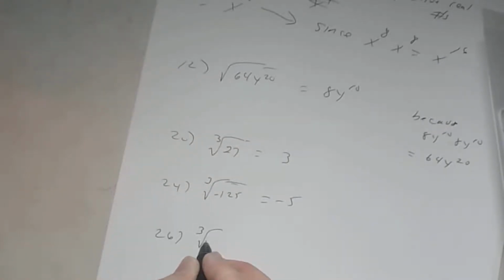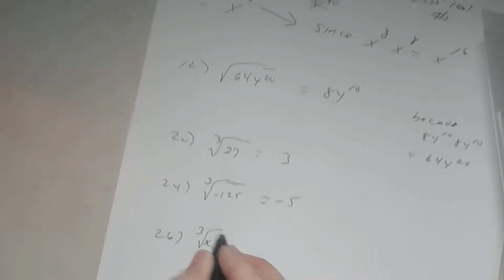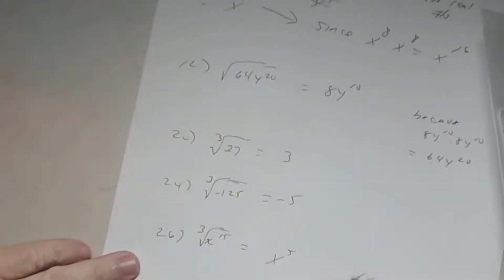Okay, number 26. Cube root of x to the 15th. What times itself 3 times is x to the 15th? It's x to the 5th, because it's an exponent. x to the 5th times x to the 5th times x to the 5th is x to the 15th.